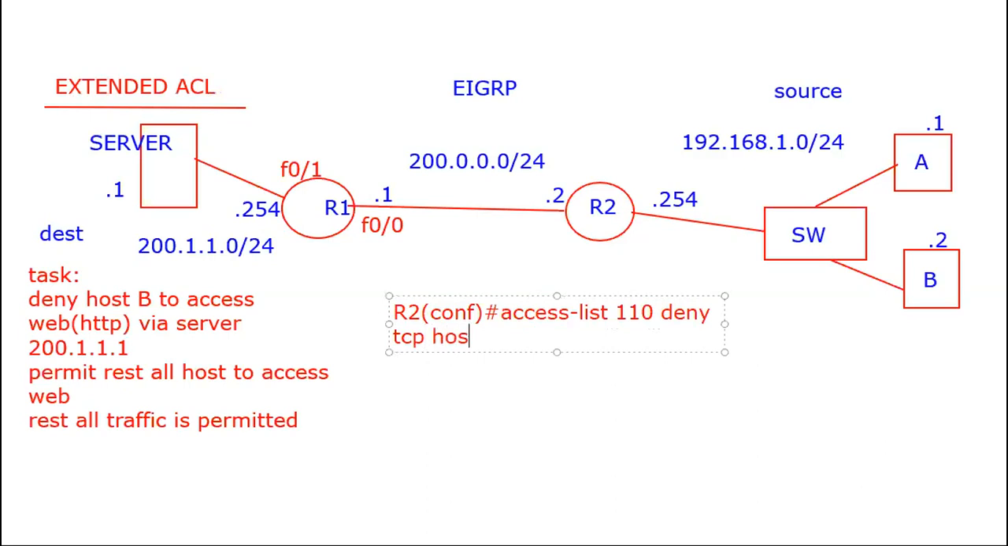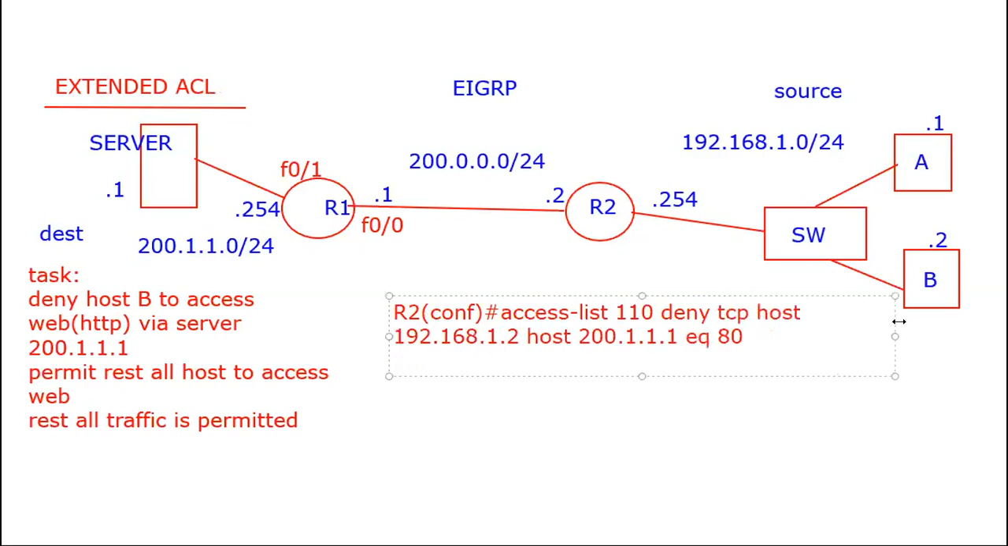Then host and host IP, the source, 192.168.1.2, host B, right? To the destination, which is host 200.1.1.1. Then write EQ, that we discussed, that we use equal to for port number. Port number for HTTP is 80. So this is how we configure extended ACL.